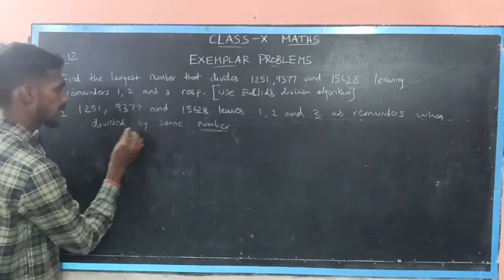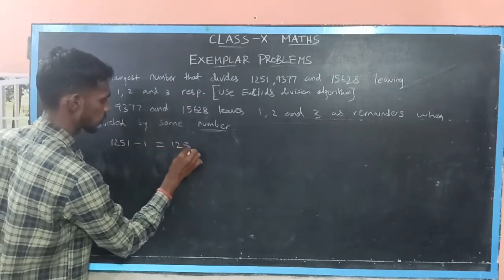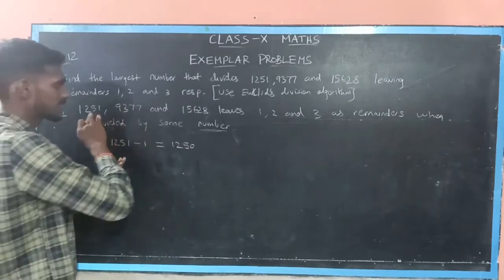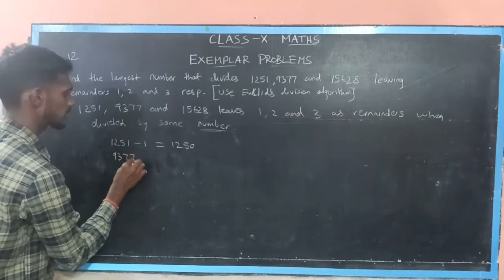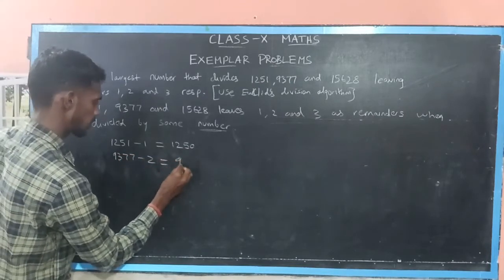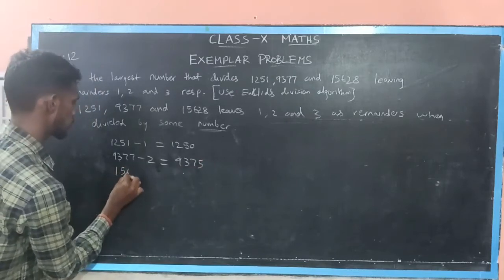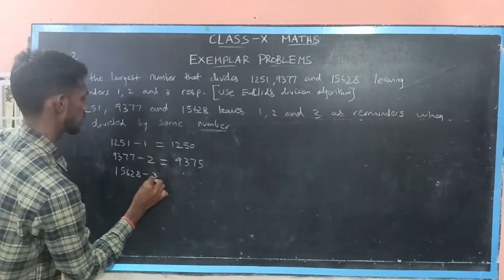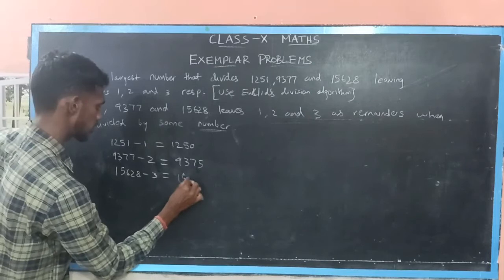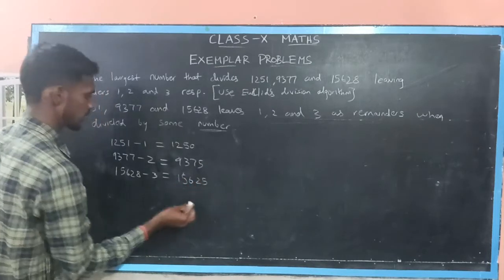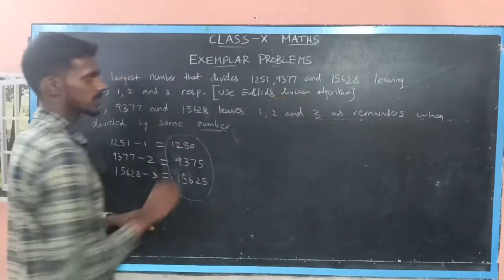So, first we have to subtract: 1251 minus 1 gives 1250. We are subtracting because it leaves these remainders, right. So, I am going to subtract those values. 9377 is subtracted by 2, so it becomes 9375. Then 3 is subtracted from 15628, so it becomes 15625. So, you have to find the HCF of these three numbers using Euclid's division algorithm.